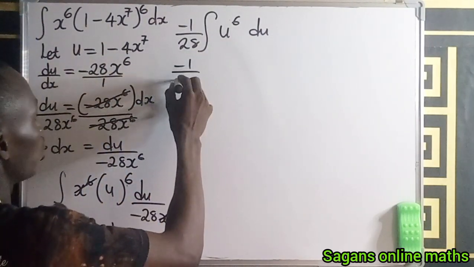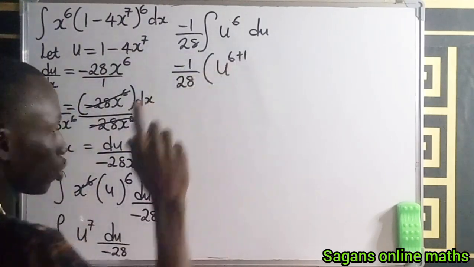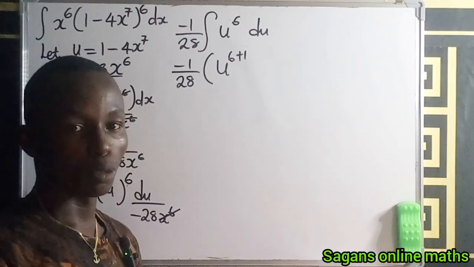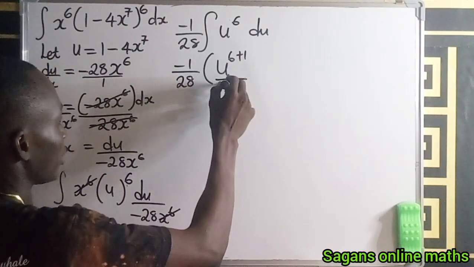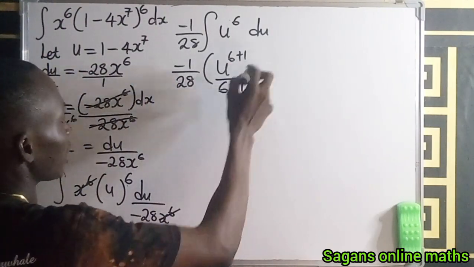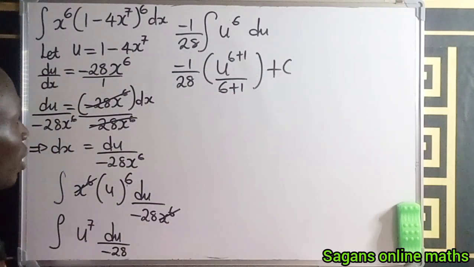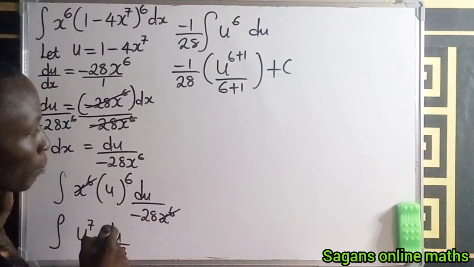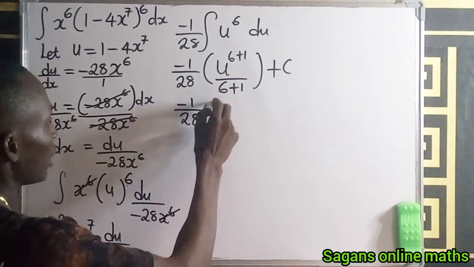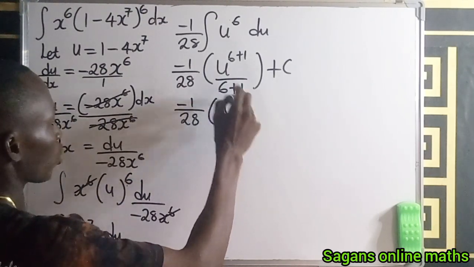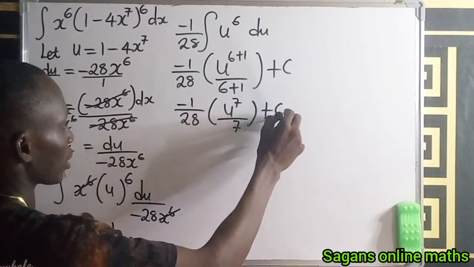So this is minus 1 divided by 28, then u to the power of 6 plus 1. Don't forget that when you are integrating, you add 1 to the power. If you are differentiating, you subtract 1 from the power. So add 1 to the power and to the denominator, 6 plus 1, then plus our integration constant C. Now let's work with the parentheses first. This is minus 1 divided by 28 into u to the power of 7, because 6 plus 1 is 7, divided by 7, plus our integration constant C.